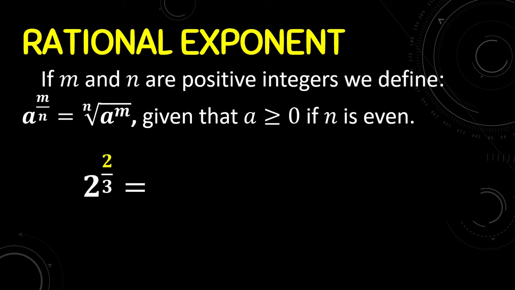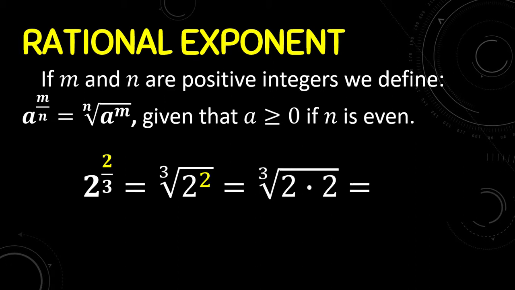2 raised to 2/3. Observe that the denominator 3 became the index of the radical, and 2, which is the numerator of the rational exponent, became the exponent of 2, and that is 2 squared, that is the cube root of 4. Another example, 2 raised to 1/2.